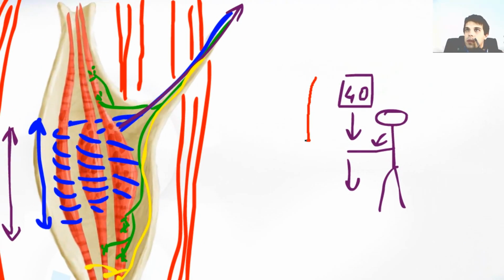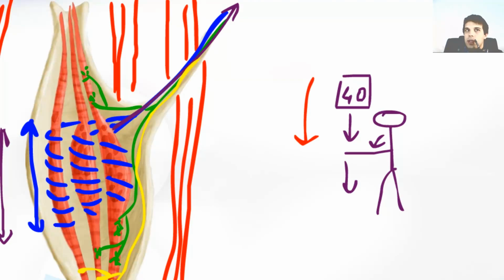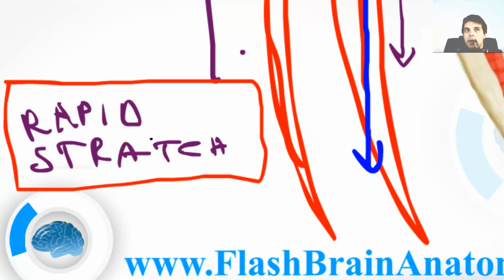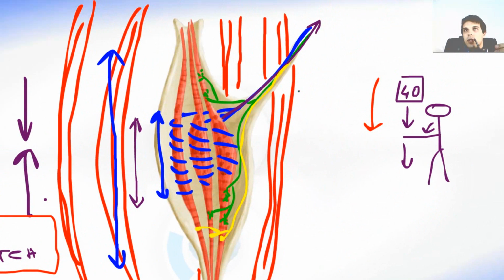So that way when somebody drops 40 pounds on your hands, the muscle spindle takes the information about the rapid stretch, sends it to the spinal cord, and the motor neurons in the spinal cord trigger the contraction of the muscle fibers, and that way you are safe from the injuries, your hands stay in place, and you keep the muscles from hyperextending.